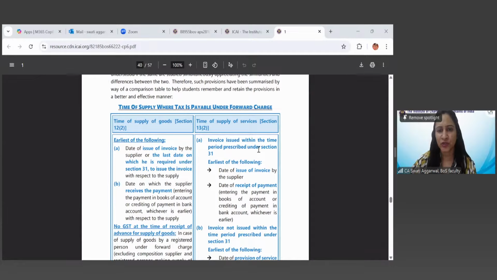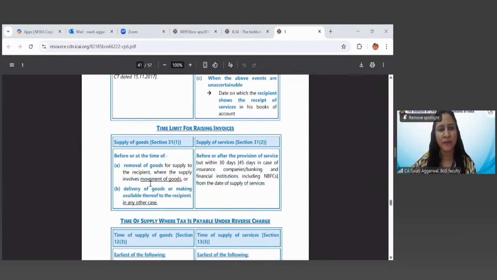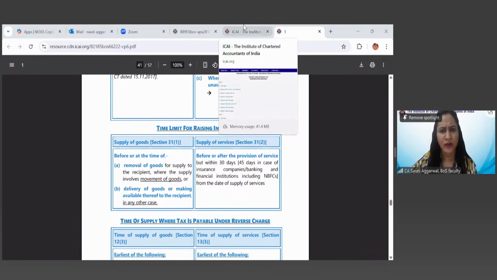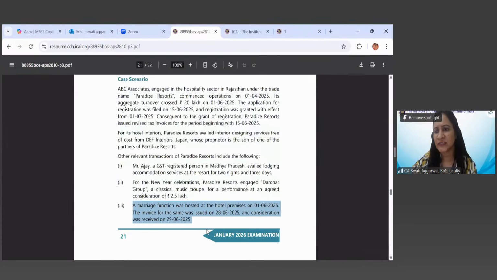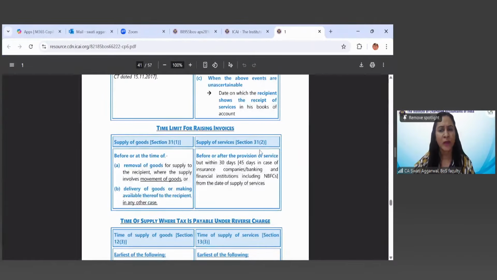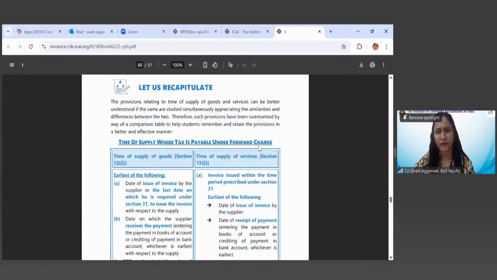An invoice issued within the time prescribed under section 39. And what is the time prescribed? Time prescribed in case of services is 30 days, right? Within 30 days of the date of supply of services. And in our case, has the invoice been issued within the time limit? The marriage function was on 1st June and the invoice was issued on 28th of June. So yes, the invoice is issued within the time limit. Okay? Now we come to the next part.